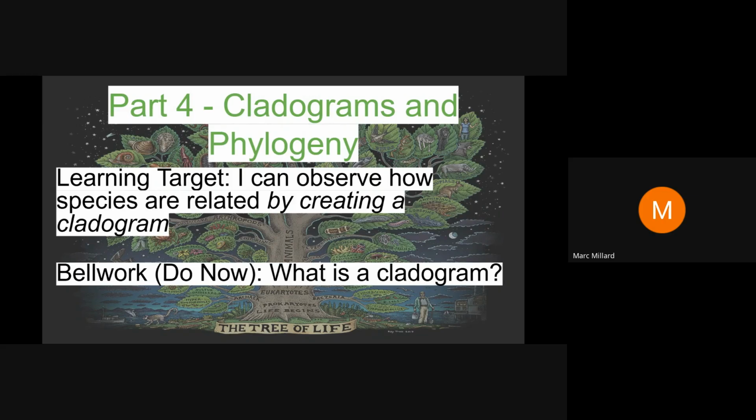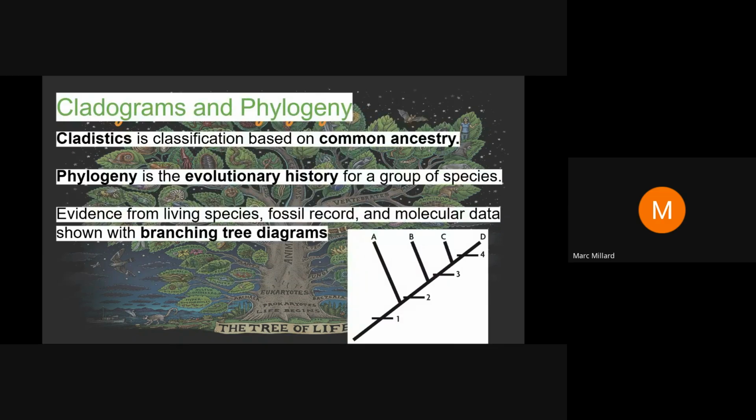Today we are doing part 4 of Unit 7 in evolution. Part 4 is about cladograms and phylogeny. Our learning target today is I can observe how species are related by creating a cladogram. And then our bellwether question is, what is a cladogram? So let's jump into this.